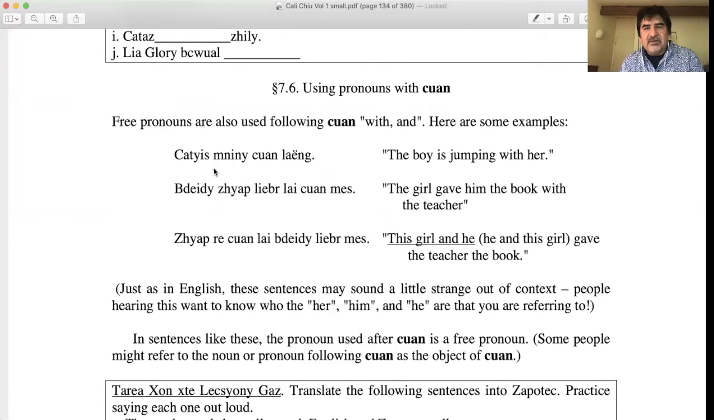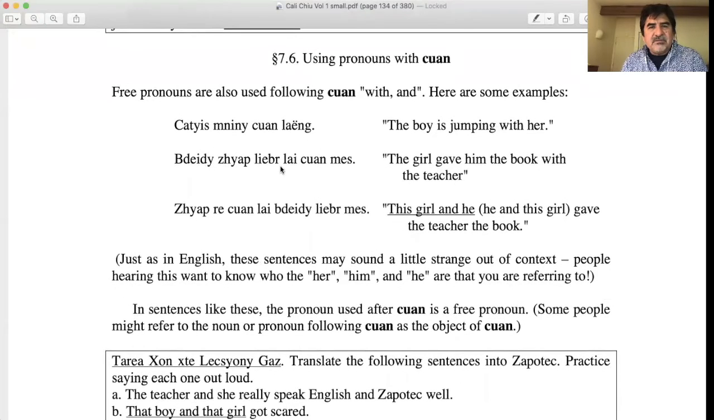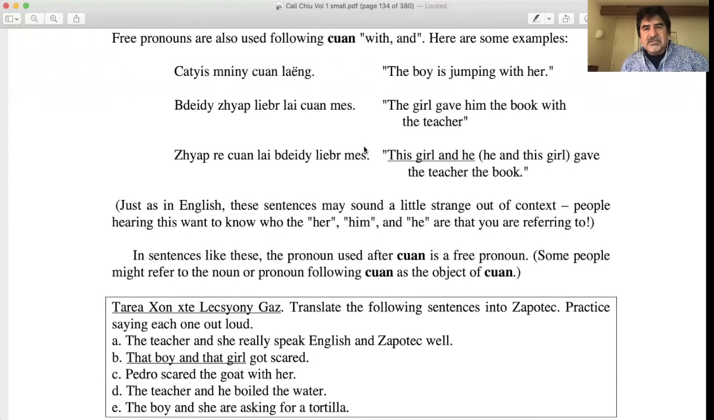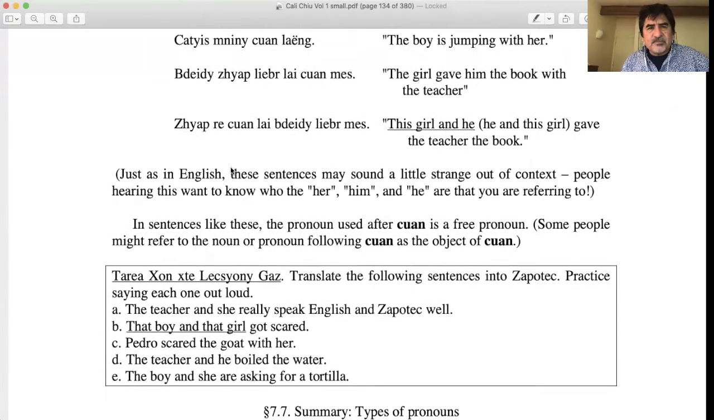Next, the girl gave him the book with the teacher. Okay, so they jap lieverlei con mes. One more time. They jap lieverlei con mes. And this is a focus sentence. Okay, just pay attention to the underlines in English. The girl and he, and this girl gave the teacher the book, right? So, j'apprends con lei vedeit liever mes. One more time. J'apprends con lei vedeit liever mes.